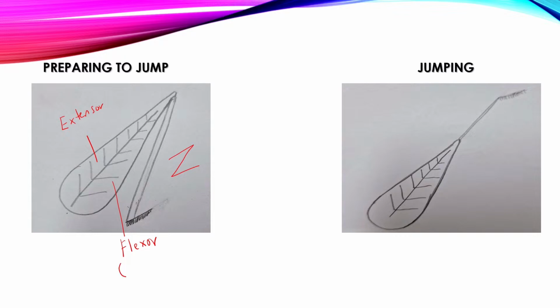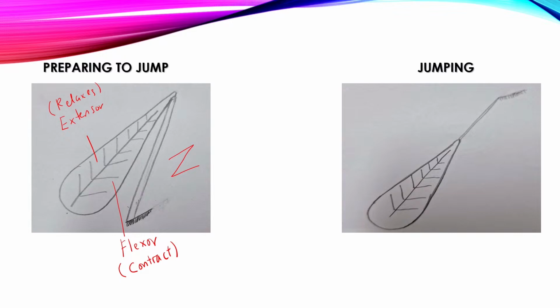Same thing here. When they prepare to jump, the hind leg will be folded, so the flexor muscle will contract. And the extensor muscle will relax. And this will cause both muscles to work antagonistically. You don't need to memorize this also. You only have to memorize about your arm.